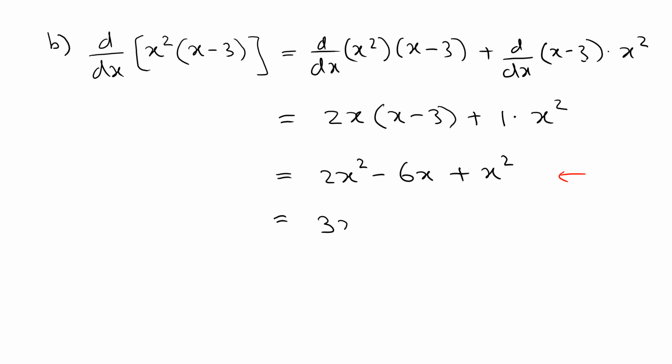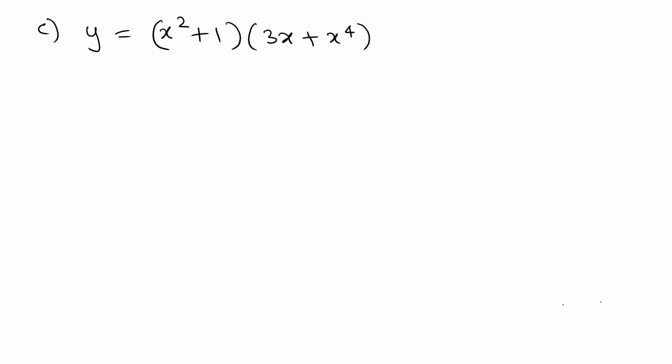So you get 3x squared minus 6x as the answer. So let's look at the next example. As the next example, we have y equals (x squared plus 1) times (3x plus x to the 4th power). So we have u and v, two functions, so we can use the uv version here.